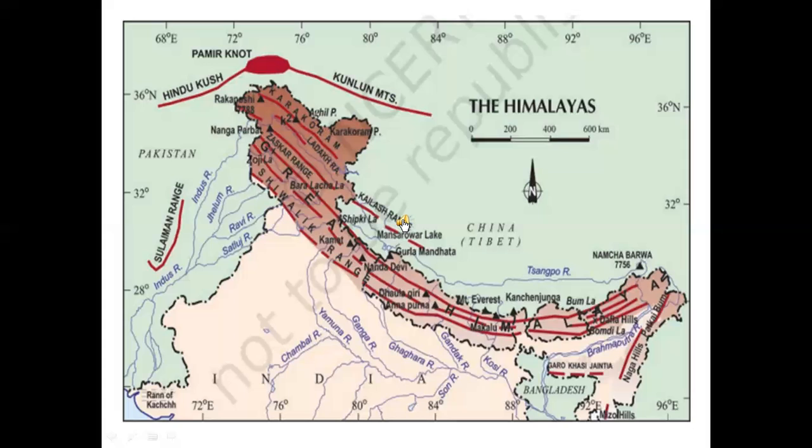The Dhauladhar and the Mahabharat ranges are also prominent ones. This range consists of the famous valley of Kashmir, the Kangra and Kulu Valley in Himachal Pradesh. This region is well known for its hill stations.